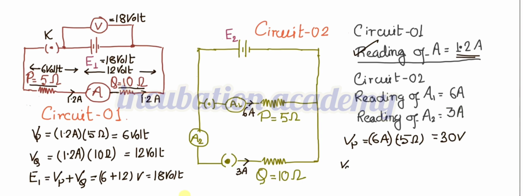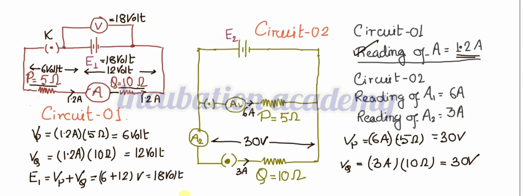Similarly, the potential drop across the resistor Q, that is VQ, is 3 ampere multiplied by 10 ohm, that is 30 volt. And it should be. The potential drop across P and the potential drop across Q are the same because they are connected in parallel, and that should be equal to the EMF of the cell, that is 30 volt.